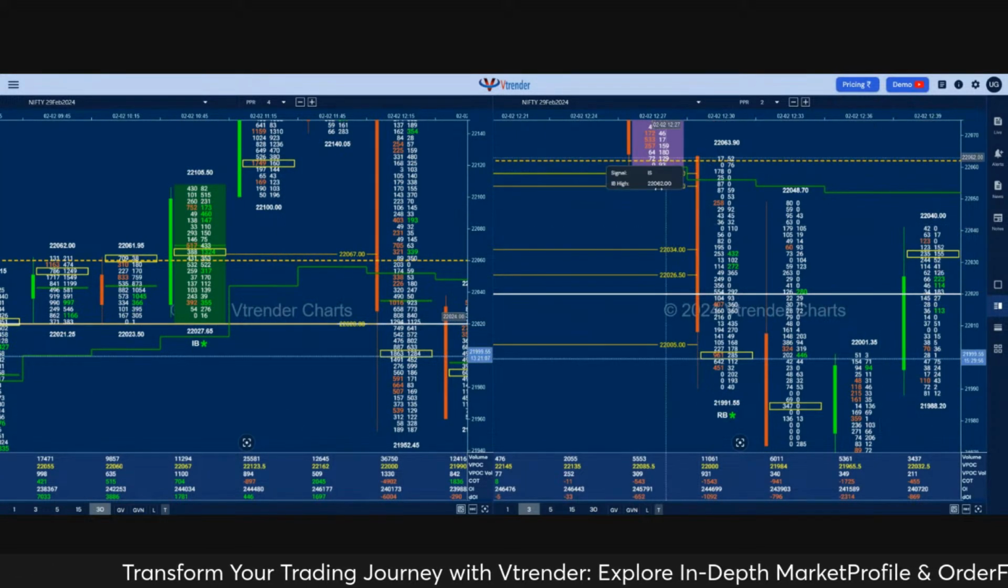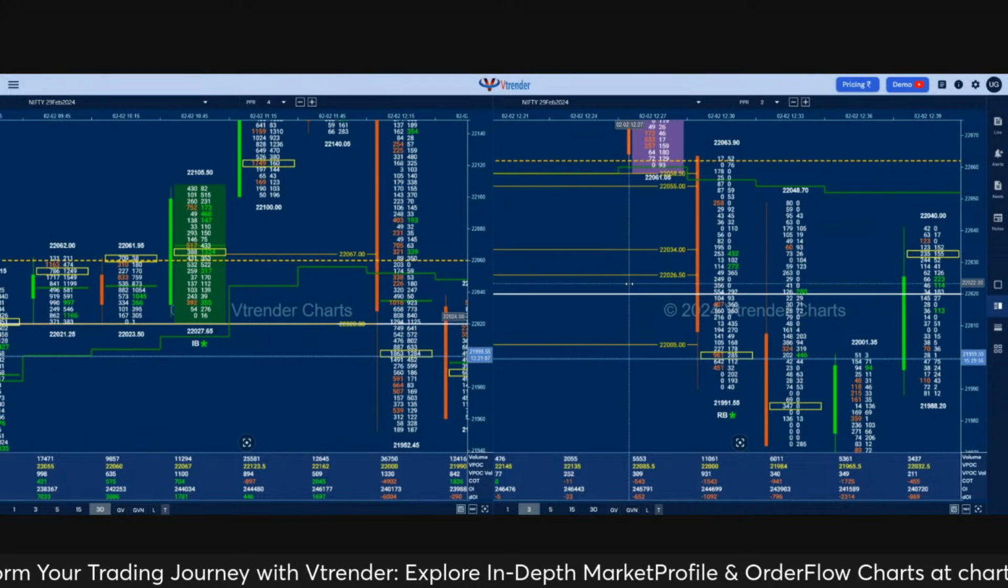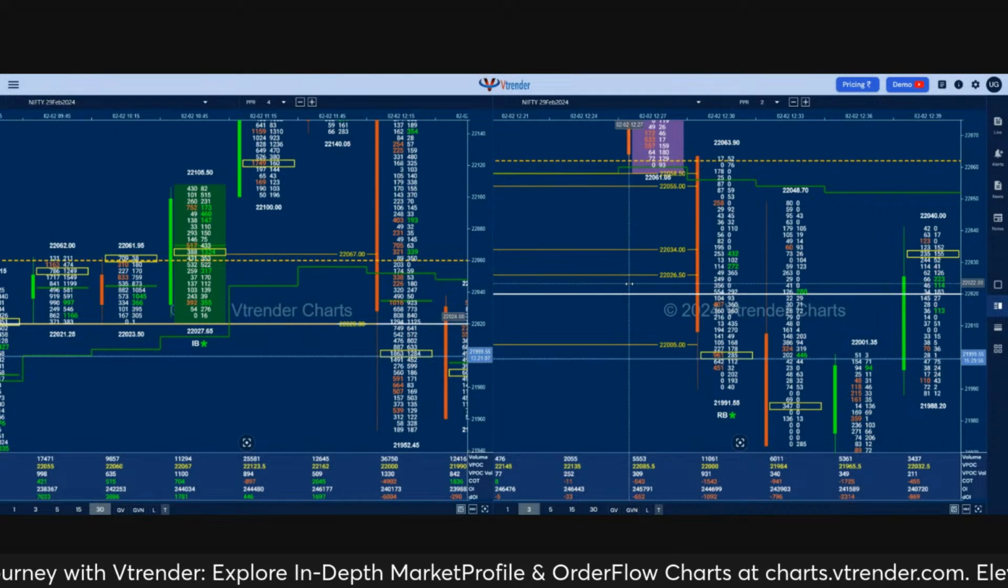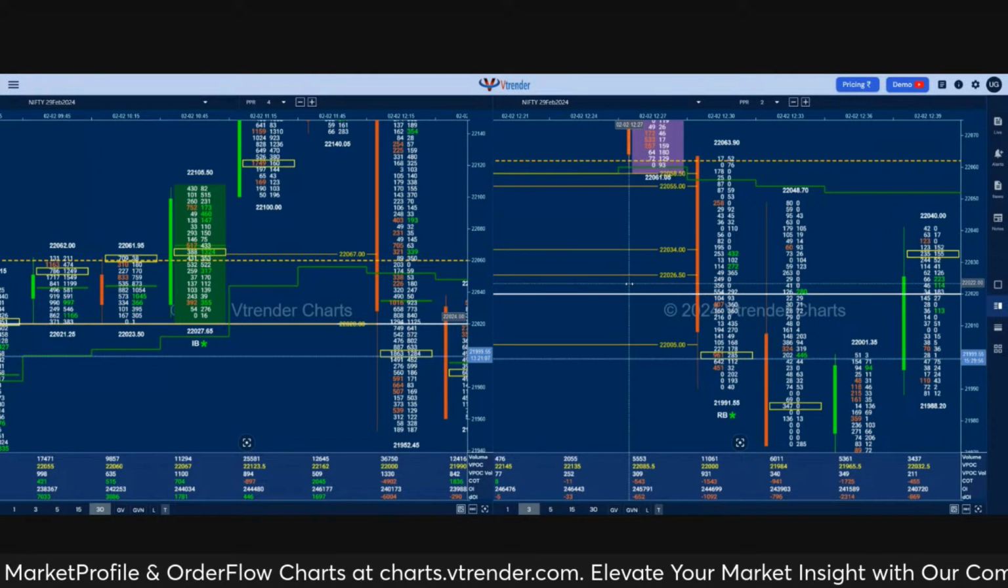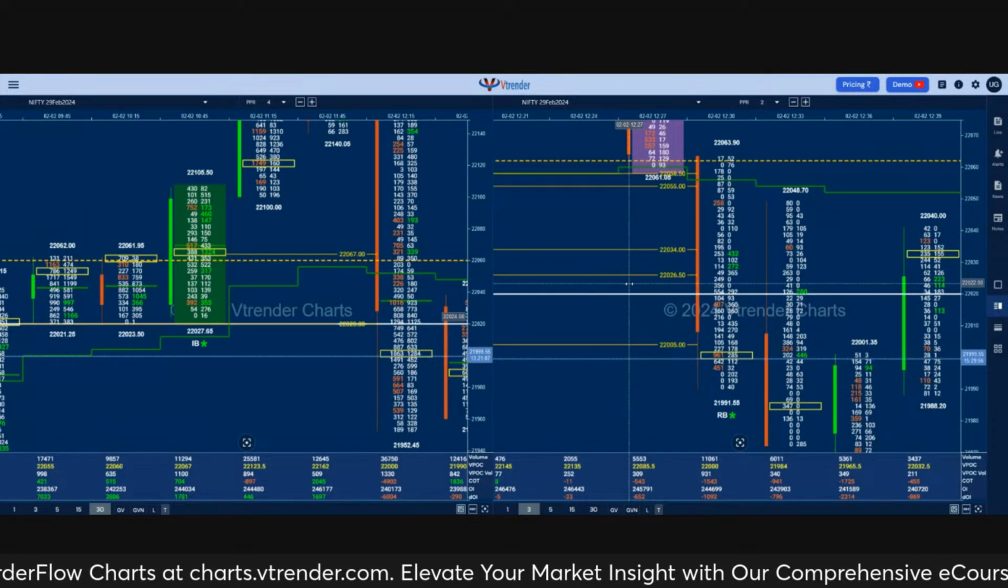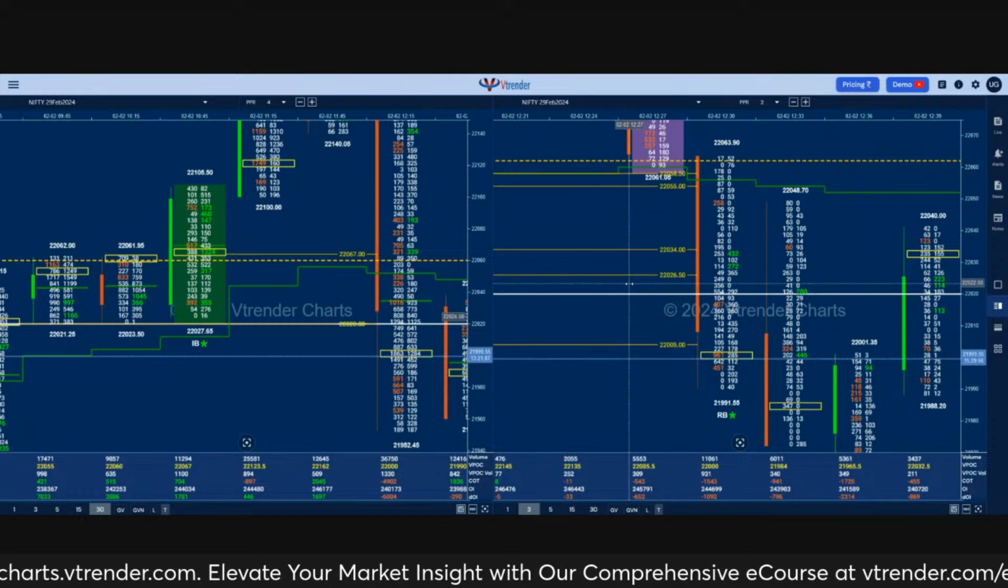Once the VWAP was broken with an IS, the character had changed. The polarity had changed for the auction. The path of least resistance, as we say in market profile, had changed to the downside. Till then, we were looking for buy on dips.